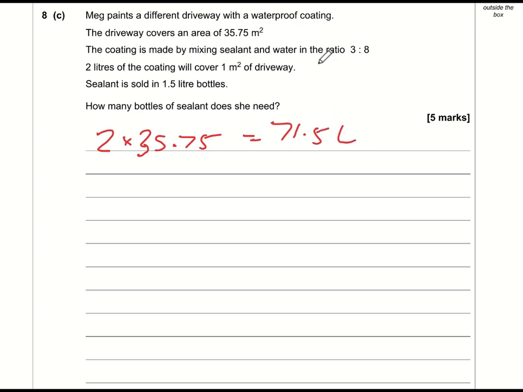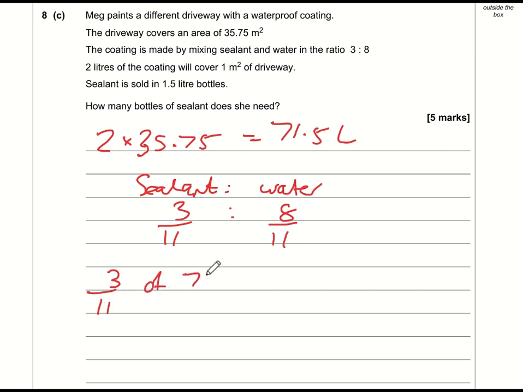Now, it's made by mixing sealant and water in the ratio of 3 to 8. So what that means is 3/11 is sealant and 8/11 is water. And it is 11ths because 3 plus 8 is 11. So 3/11 of 71.5 is sealant. So we need to work out 3/11 of 71.5. So what we do is we take our total, we divide it by the number on the bottom, and we multiply by the number on the top.